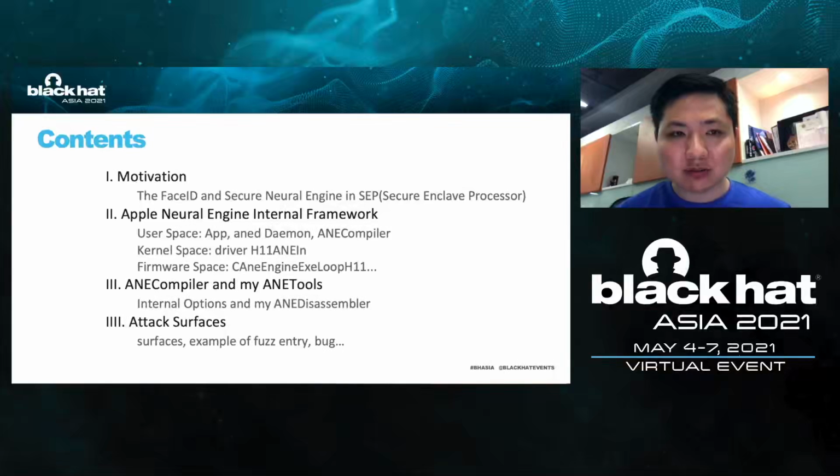My share contains four main contents. The first part explains my motivation for doing this research, including the implementation of Face ID and the use of secure neural engine in secure enclave processor. The second part contains all the components involved in the process of converting machine learning algorithms into register operations. From the perspective of security, I divided it according to different privileged spaces.